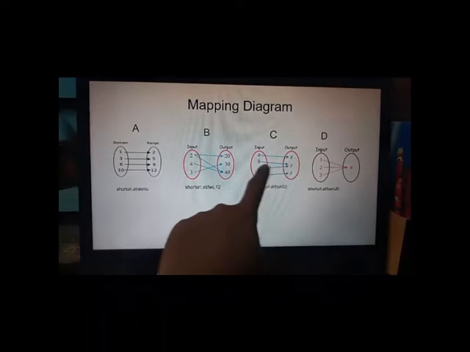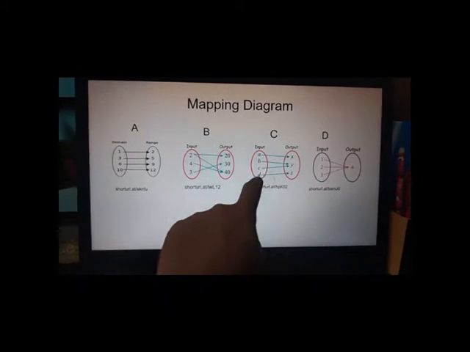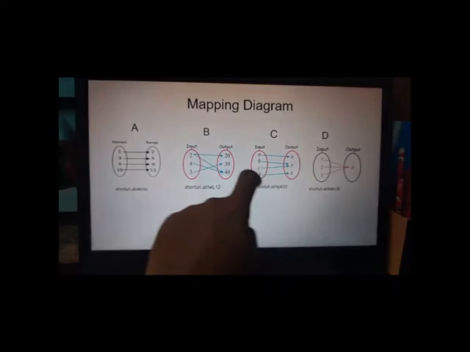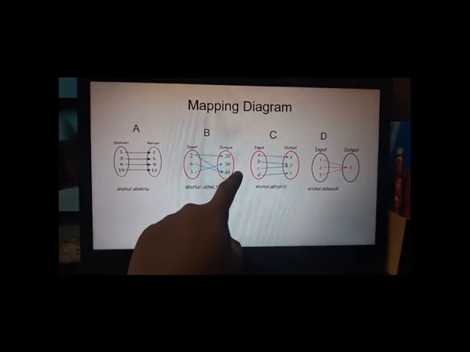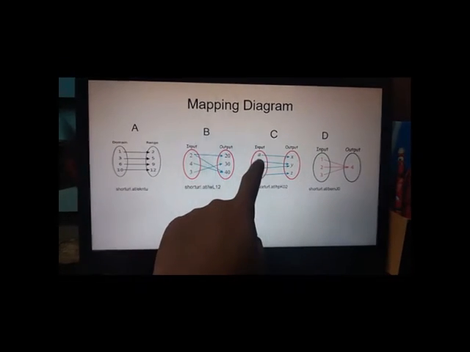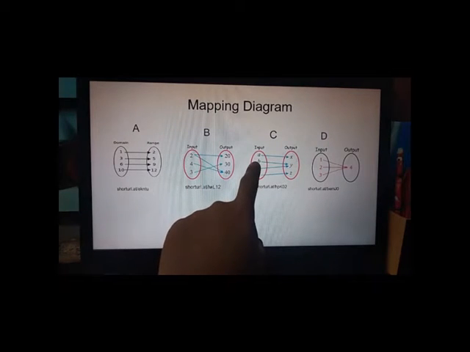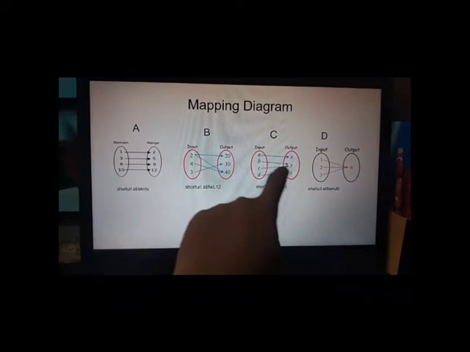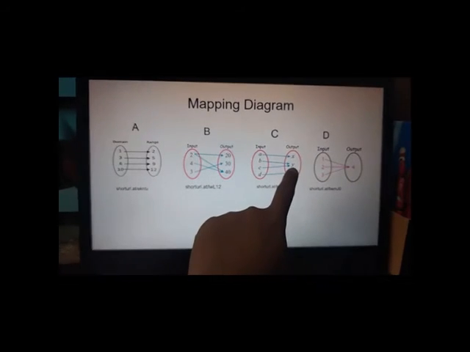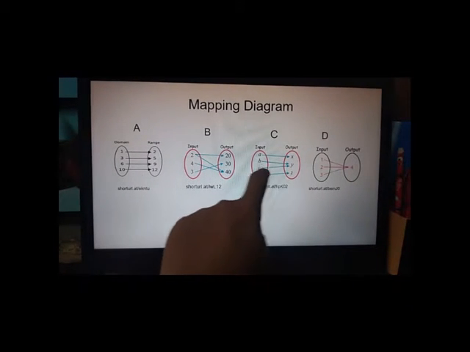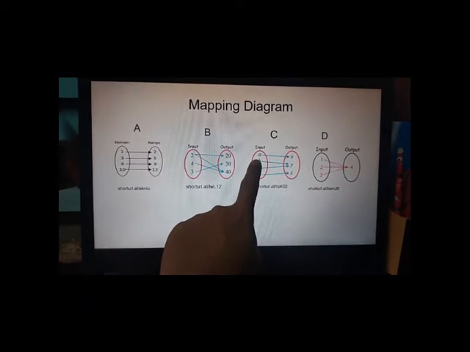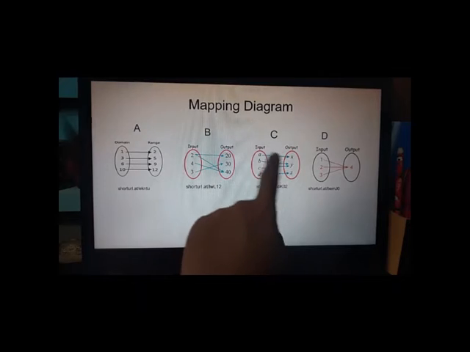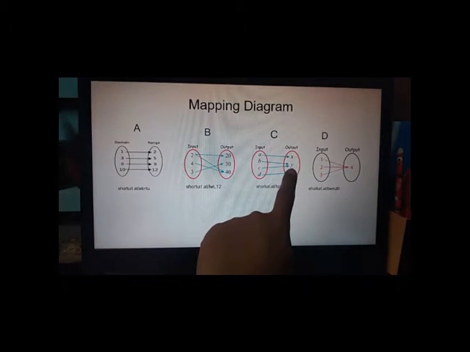How about this? A is mapped to X, B is mapped to Y, C is mapped to Y, D is mapped to Z. Can we consider this one as a function? Yes, this is a many-to-one correspondence. Even if B and C have the same value Y, each has only one value in the range. C has only one value in the range, Y, and B also has only one value in the range, Y.